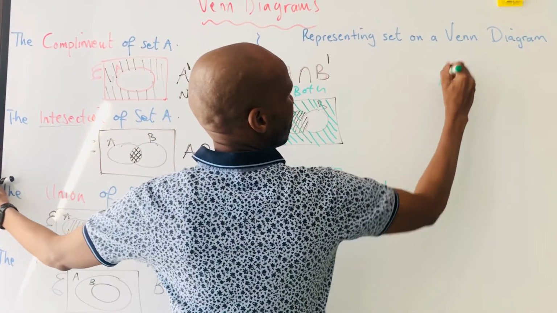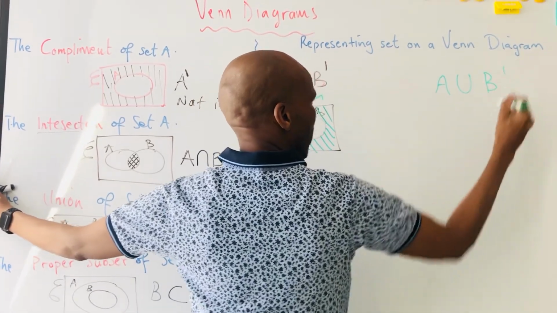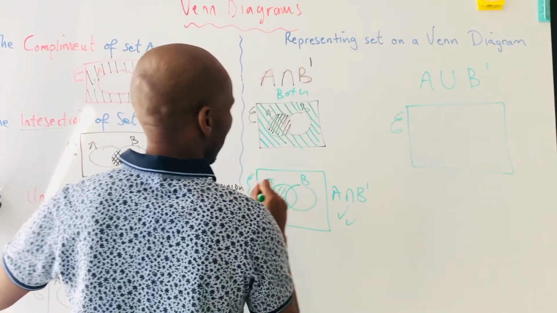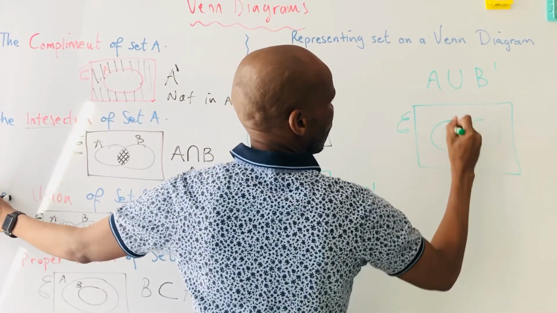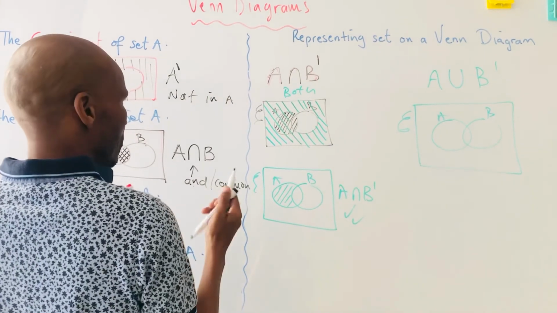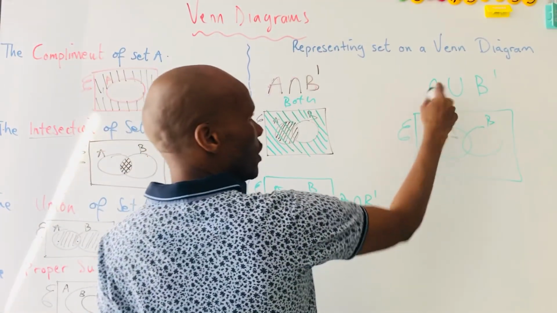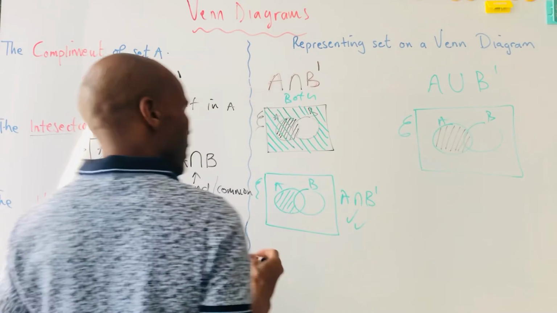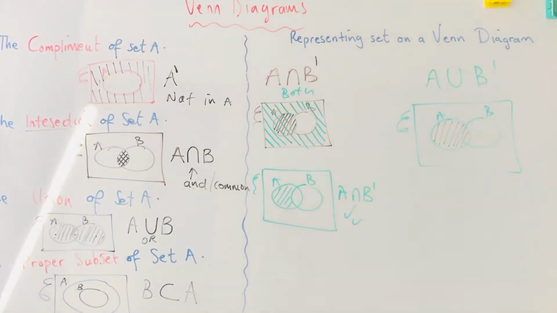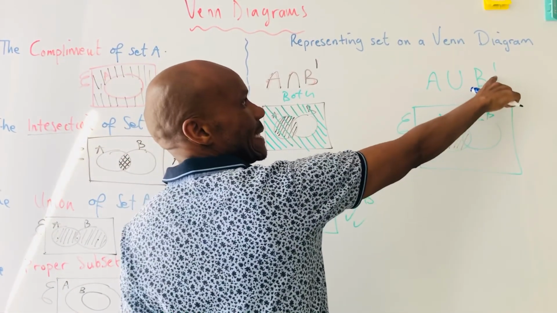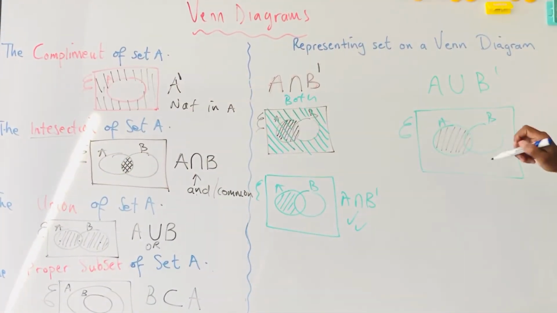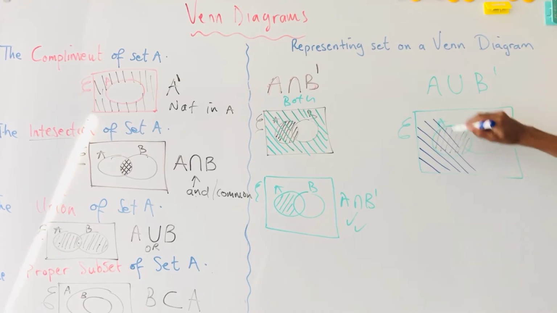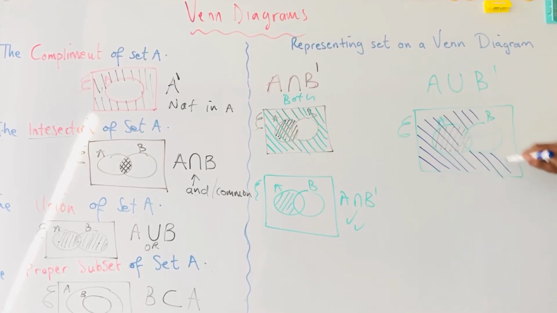What if you have A union B prime? You have your Venn diagram, and then you have your A and your B. Just as we said, I will shade all of A, and now I will shade everything that is not in B.